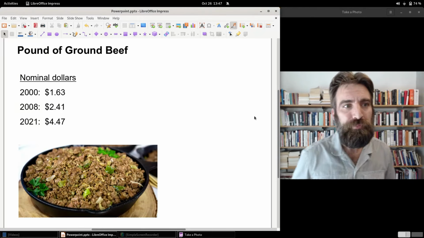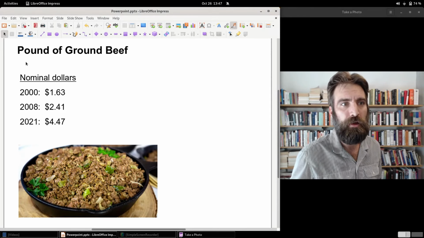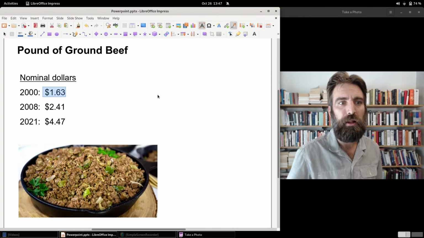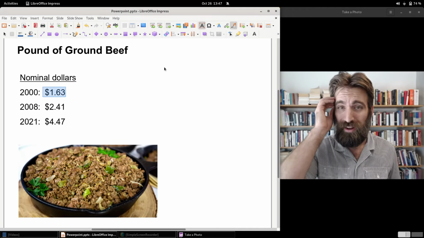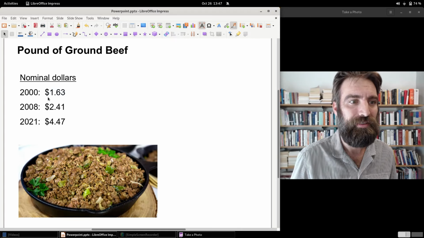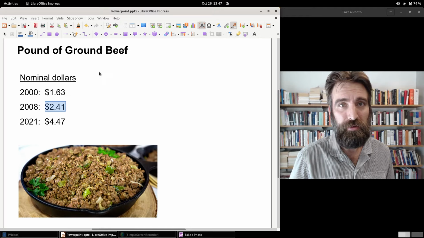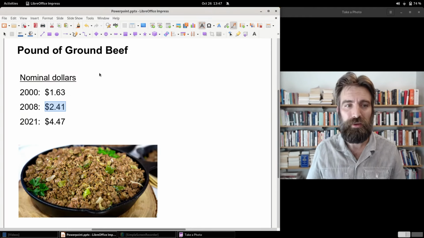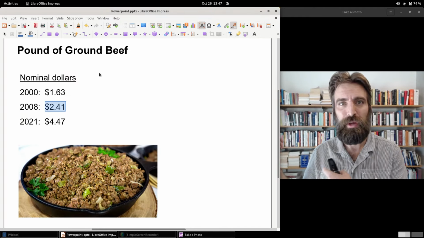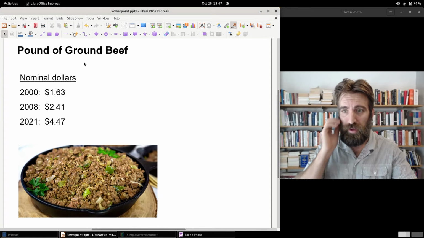And I'll do one more stat and then we'll move on. Pound of ground beef. In the year 2000, a pound of ground beef on average was $1.63. Man, that's cheap compared to what we're used to today, right? To give you a little perspective, in 2008 it was still only $2.41. Man, 2008 feels like almost a few weeks ago to me. Today, the average price of a pound of ground beef is $4.47.